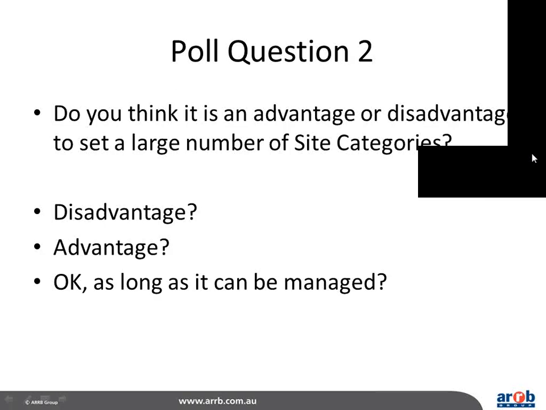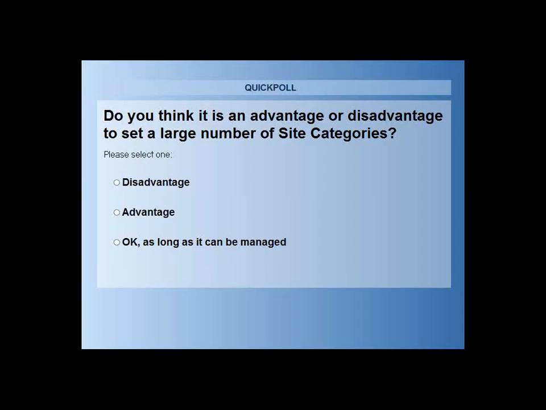Okay, thanks for those questions. Perhaps I can ask you all a question, just to keep you moving: do you think it's an advantage or a disadvantage to set a large number of site categories? What do you think? Disadvantage or is it an advantage? All right, so for our audience who haven't participated in one of these polls before, you'll see a blue pop-up box on your screen, and if you could just tick your respective answer, that will come through at our end. So we'll leave that open for a moment longer, and your answer choices there are disadvantage, advantage, or okay, as long as it can be managed.